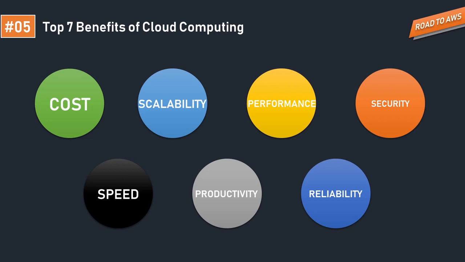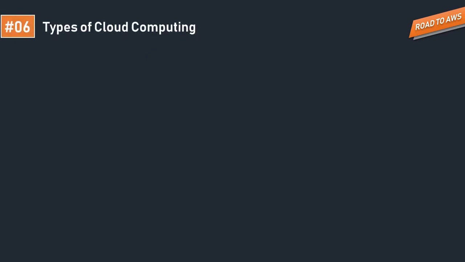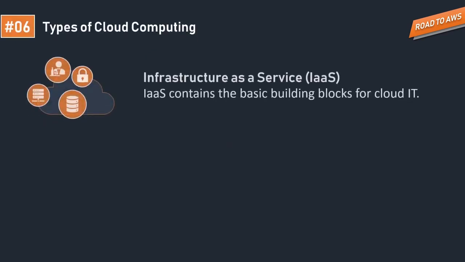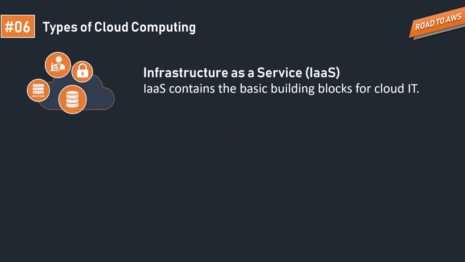That's what we aim for in cloud computing. What's the sixth point? What are the types of cloud computing? The first type of cloud computing is infrastructure as a service. The most basic category of cloud computing is infrastructure as a service. Basically, it means you have the infrastructure itself as a service, so you can consume the service provider's infrastructure.